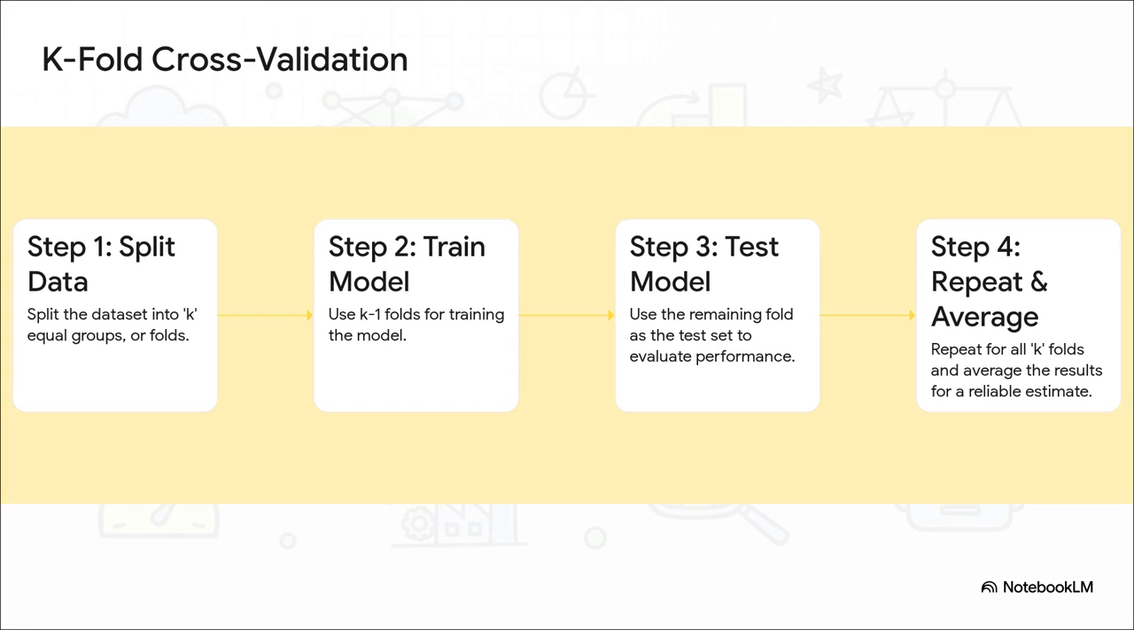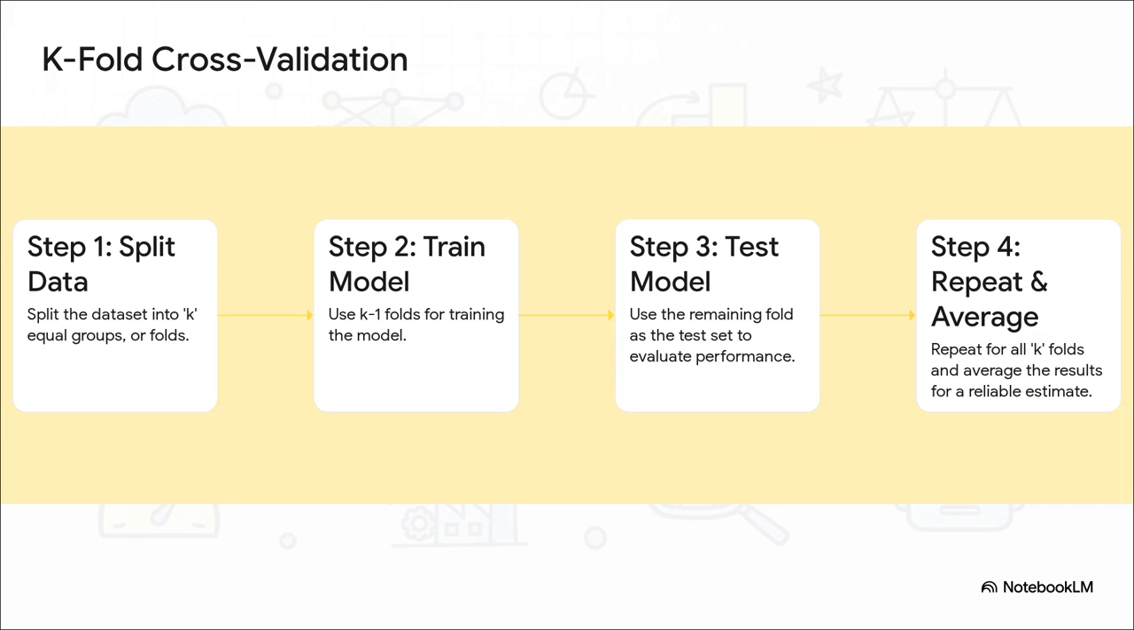Instead of just splitting our data once into a training set and a test set, we divide our data into, say, 5 or 10 different groups, which we call folds. Then, we train the model on all but one of those folds and test it on the one we left out. And we just repeat this process over and over, letting each fold get a turn to be the test set. By averaging all of those results, we get a much more stable and reliable estimate of how our model will actually perform.